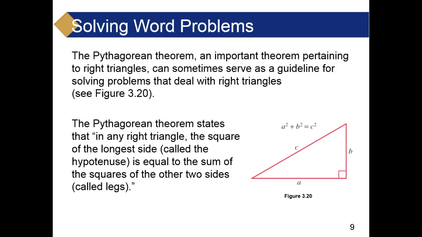Good old Greek word. So, here's what the Pythagorean theorem says. The sum of the squares of the 2 short sides, a squared plus b squared, has to equal the square of the hypotenuse, the long side. Amazingly, this works.